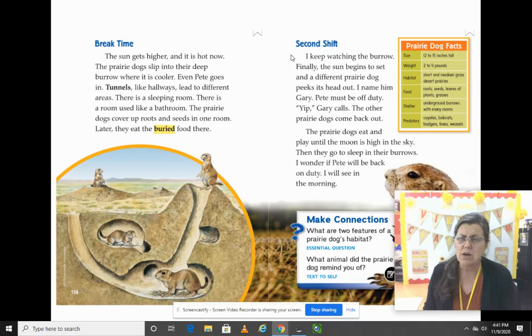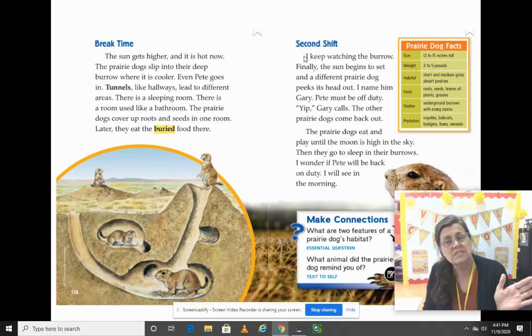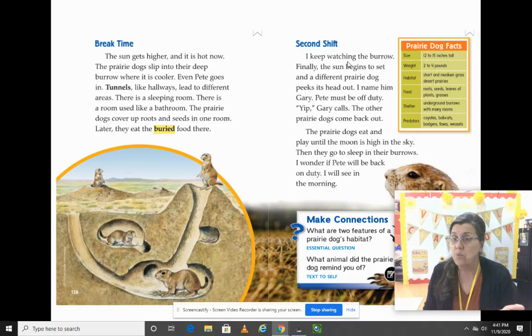So what do prairie dogs do? That's making me think when it starts getting evening. I keep watching the burrow. Finally, the sun begins to set and a different prairie dog peeks its head out. I name him Gary. Pete must be off duty. Yep, Gary calls. The other prairie dogs come back out. The prairie dogs eat and play until the moon is high in the sky. Then they go to sleep in their burrows. I wonder if Pete will be back on duty. I will see in the morning.